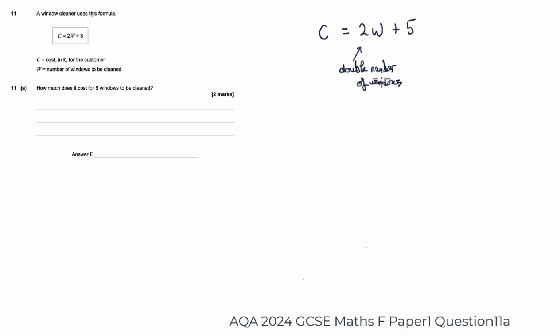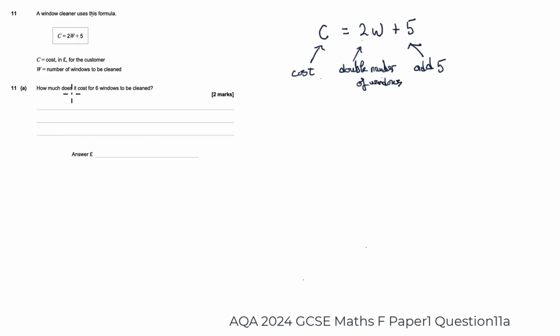And that's not all that the formula does, because there's a second part to it. It says add 5. Well, that's clear enough. There's the process that we go through. We double the number of windows and we add 5. That'll produce the cost.